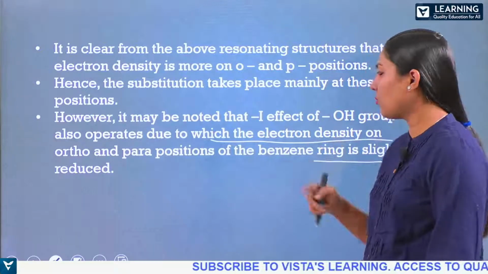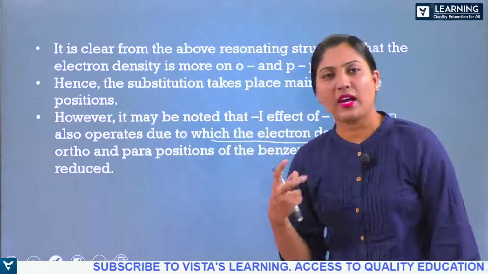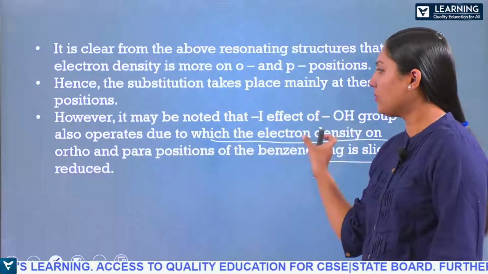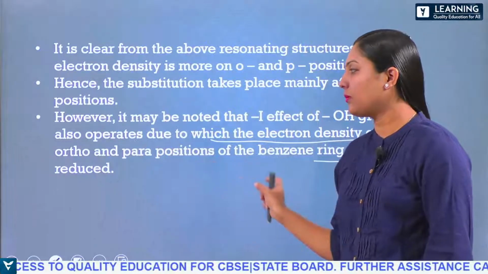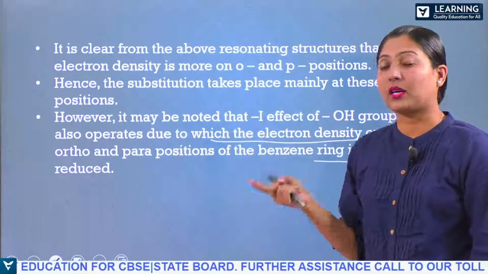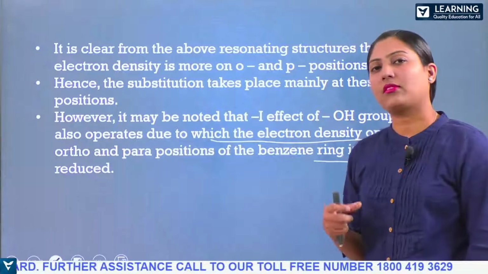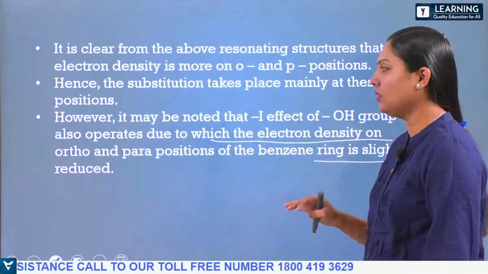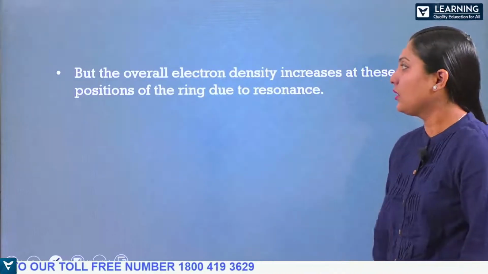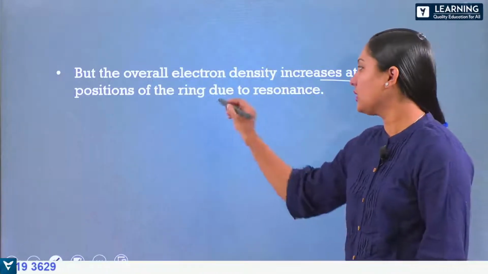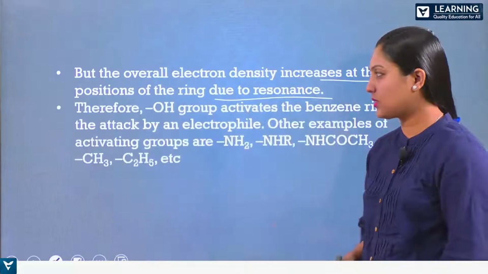So what happens here when they are moving? We have the minus I effect, which you will study in detail later. That will affect the ortho and para positions by reducing the electron cloud, but compared to that, ortho and para will have higher electron density than meta. The overall electron density increases at these positions of the ring due to the resonance.